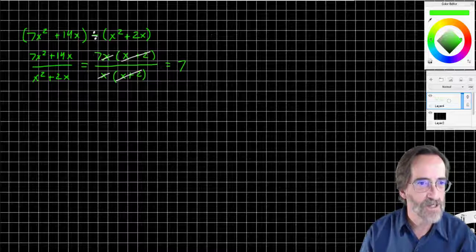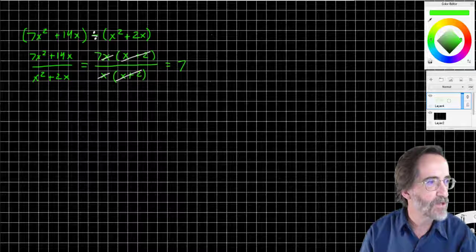That's the idea. Take a polynomial and divide by another polynomial. Okay. And then do a little factoring and simplifying.